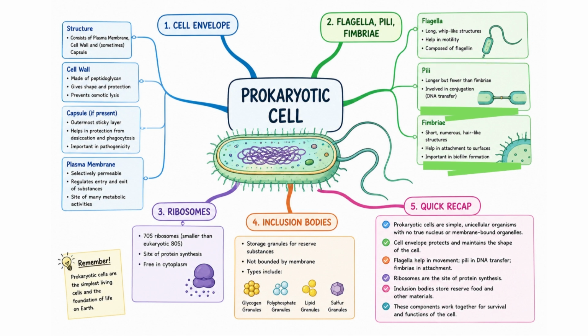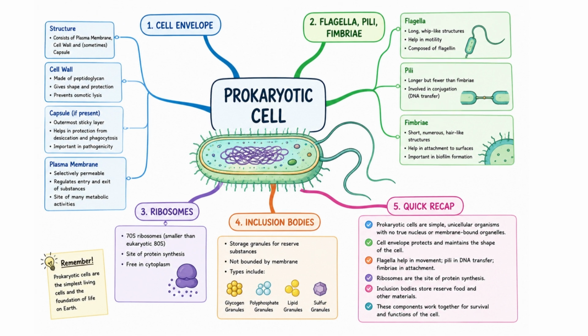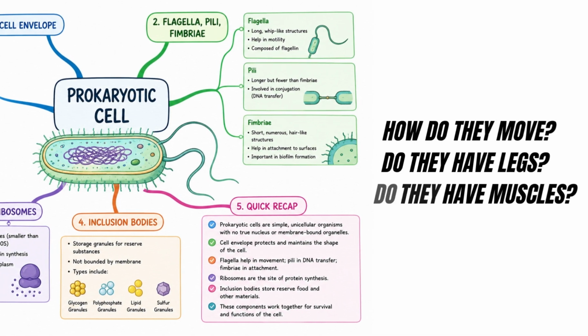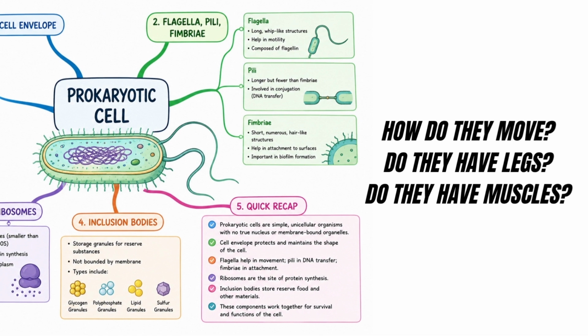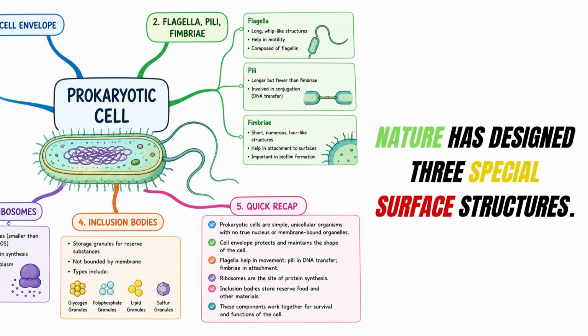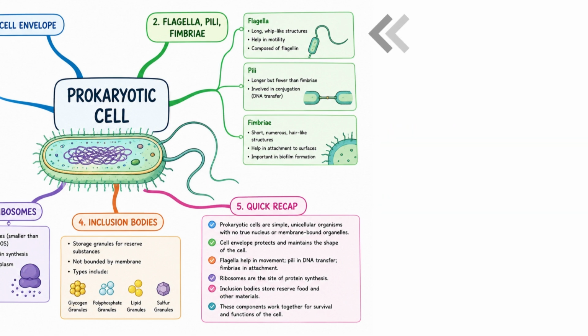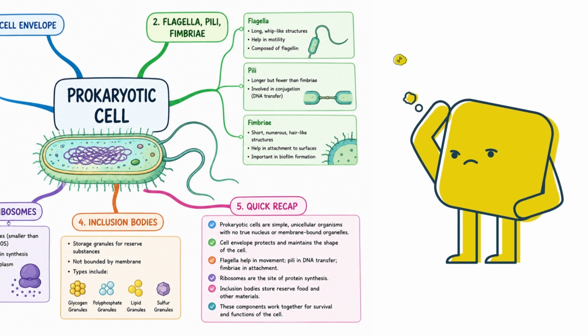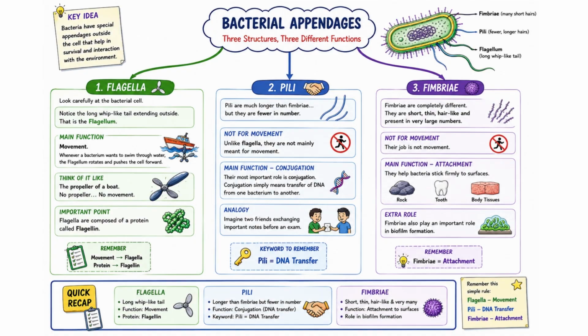Flagella, pili and fimbriae. Now here's an interesting question. If bacteria are so tiny, how do they move? Do they have legs? Do they have muscles? Of course not. Instead, nature has designed 3 special surface structures: flagella, pili and fimbriae. Students often confuse these 3. Let's remove that confusion forever.